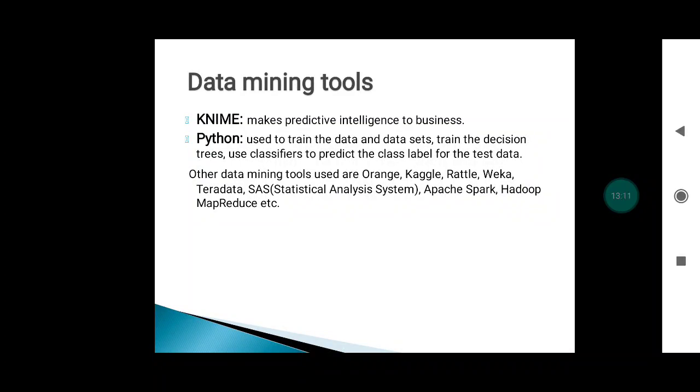So we have all of these tools that use one or more data mining techniques, cluster, classification, association, regression, etc., and create patterns or algorithms or such kind of learning that creates analysis for the data for different purposes. Then other data mining tools which are used are Orange, Kaggle, Rattle, Weka, Teradata, SAS, which is Statistical Analysis System, Apache Spark, Hadoop, MapReduce, and so on.